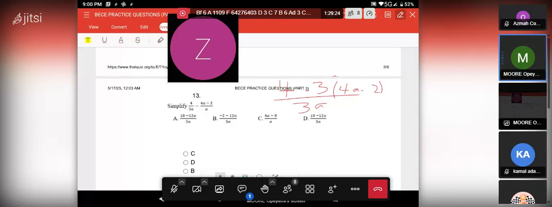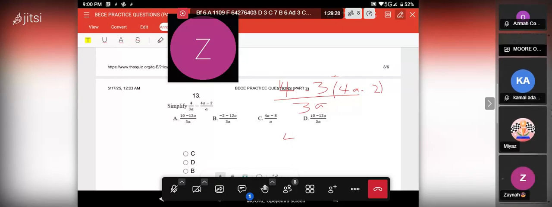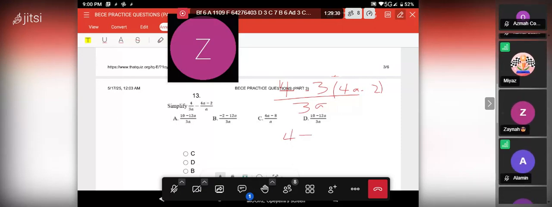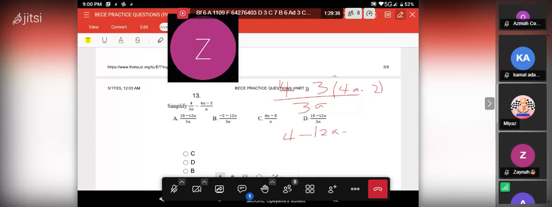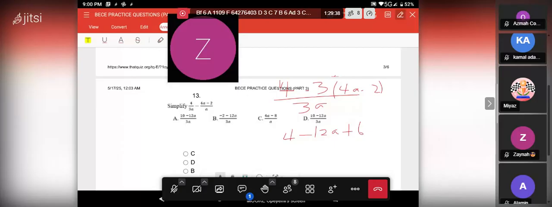Now we have 4 minus, that 3 is multiplying everything there, minus 12a, minus times minus is plus 6, everything over 3a. So 4 plus 6 is 10. So we have 10 minus 12a over 3a. That is our final answer.